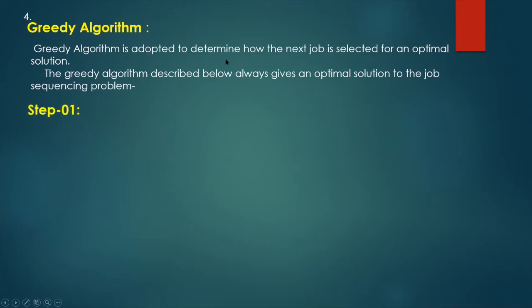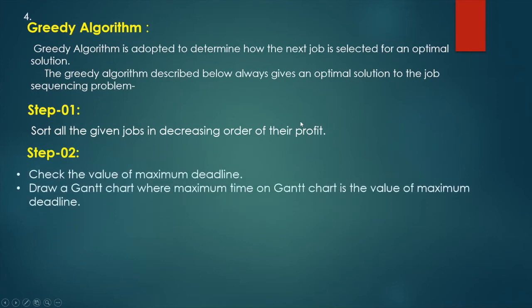So our approach would be, step one, we will sort all the jobs in decreasing order of their profit. Step two would be, we will check what the maximum deadline is, and then we will draw a Gantt chart. A Gantt chart is basically a table diagram. We will draw a Gantt chart where the maximum time on the chart is the value of the maximum deadline. So it will start from 0 and end with the maximum deadline.